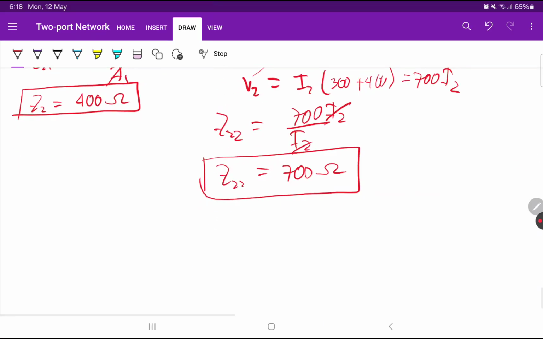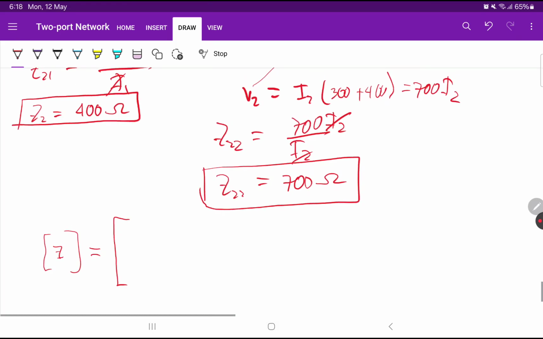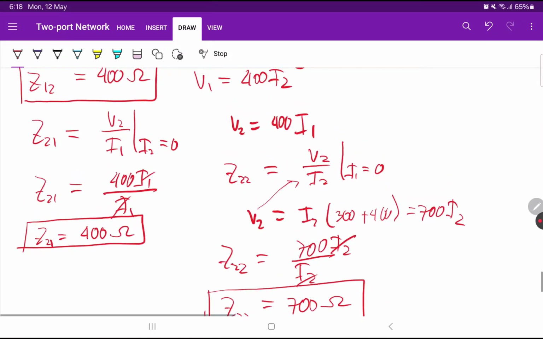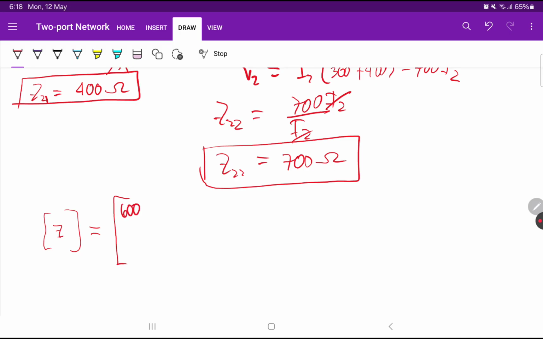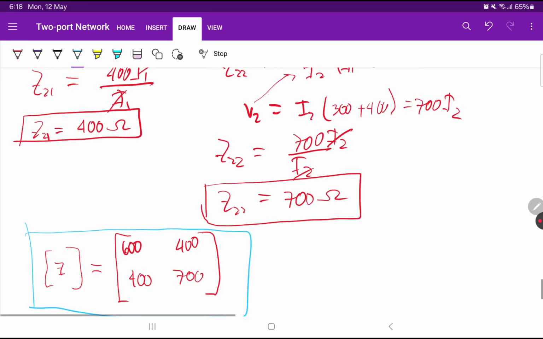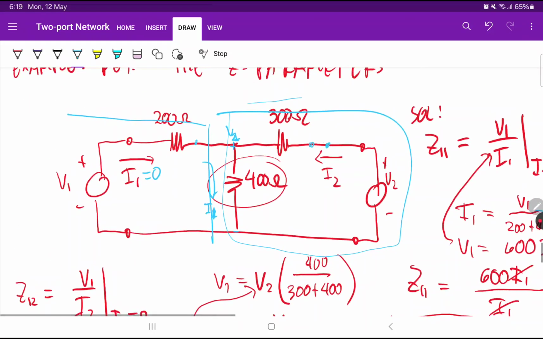So if we draw now the conclusion, the Z parameters, usually we use the matrix to write this one. This is Z21. So Z11 is here. So this is 600. Then we have Z21 and Z12, 400, 400. Then we have 700. So if you look at the circuit, this is the final answer. This is the Z parameter, the equivalent Z parameter of that network here.